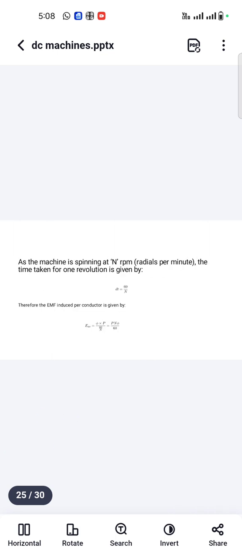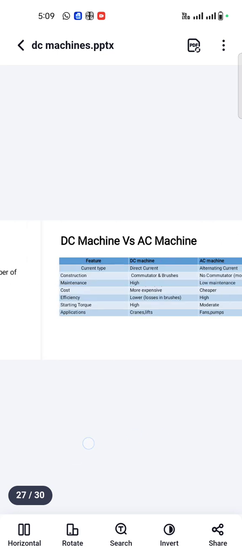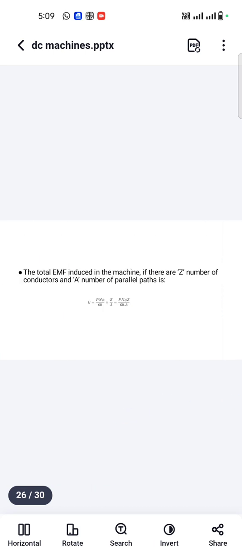Okay, so we know how the time is explained. dt is equal to 60 divided by N. The overall EMF is given in the equation. See the equation. Okay, now using this formula, we will find the EMF equation. This is the actual formula used in that EMF.